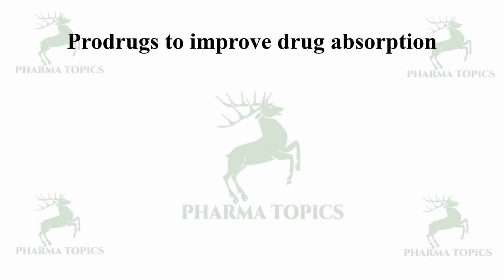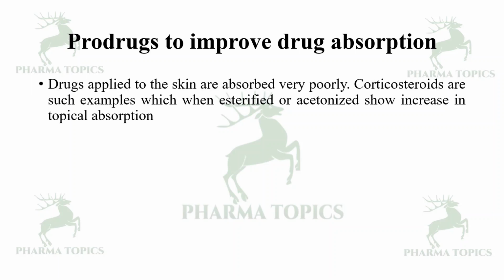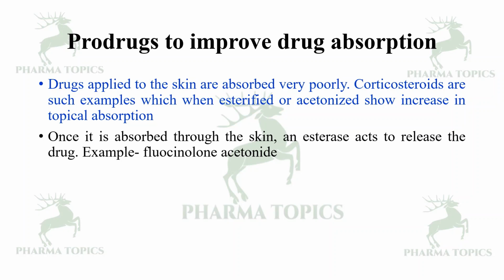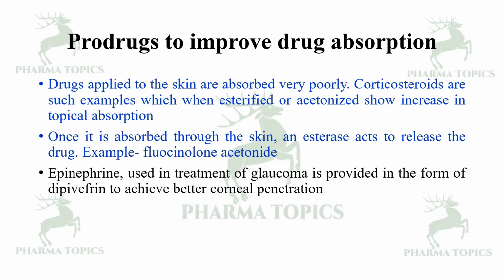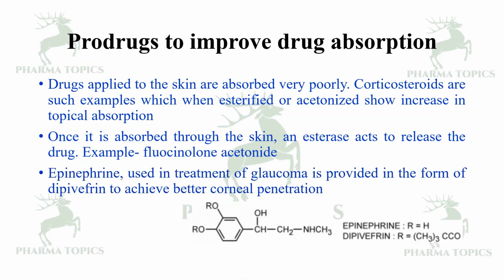Let us see some of the prodrugs to improve absorption. Drugs applied to the skin are absorbed very poorly. Corticosteroids are such examples which, when esterified or acetonized, show an increase in topical absorption. Once it is absorbed through the skin, an esterase acts to release the drug. Example, flunisolone acetonide. Epinephrine used in treatment of glaucoma is provided in the form of dipivefrin to achieve better corneal penetration. So here you can see, this is epinephrine. When it is substituted with CH3 thrice CCO, then it becomes dipivefrin.